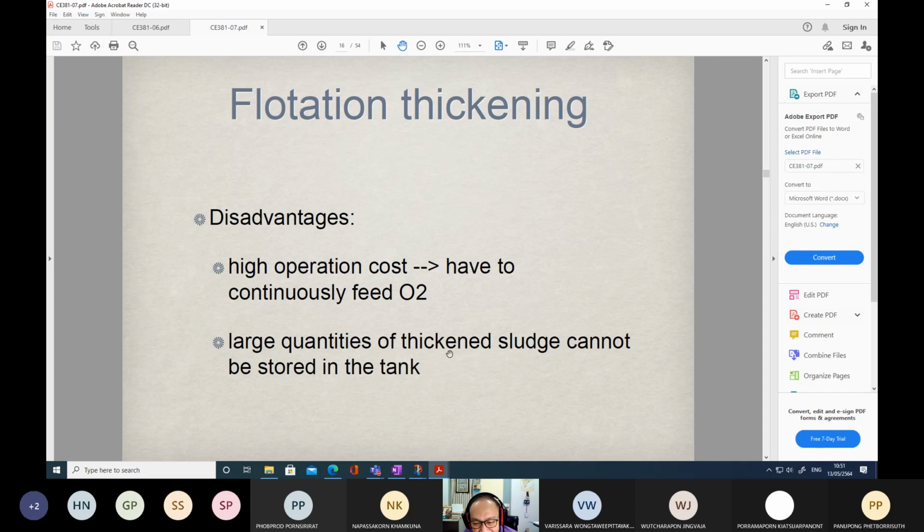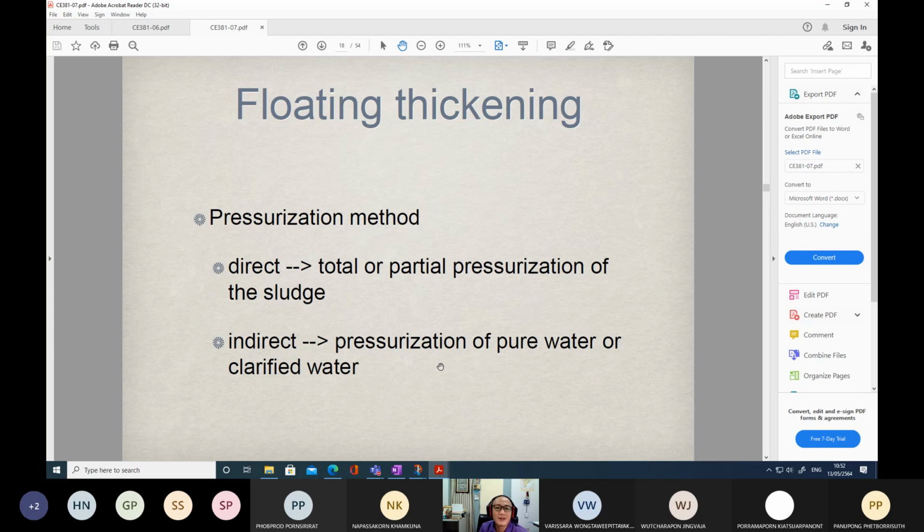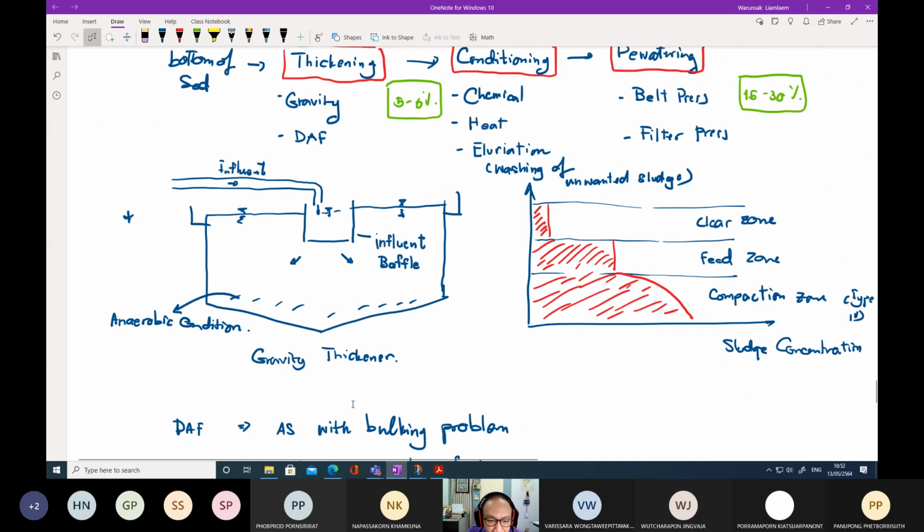Large quantities of thickened sludge cannot be stored in the tanks. Of course, we have to remove it from the surface all the time. Unlike the gravity thickener, where at the bottom of the tank we still keep some sludge inside. The method for flotation thickening is very similar to what we already discussed in the previous chapter. But anyway, we may do it like this.